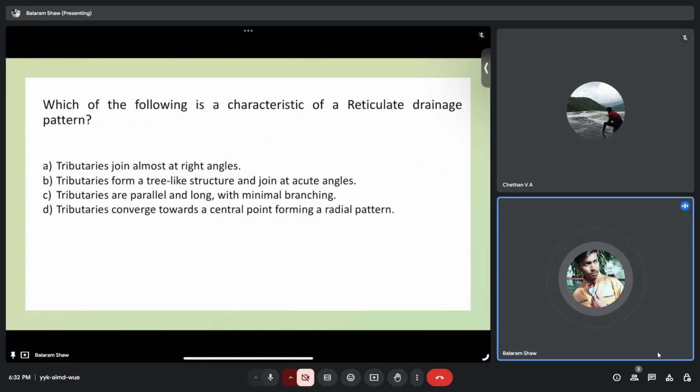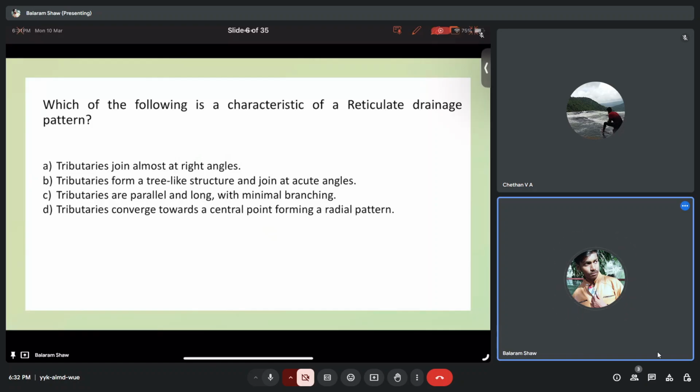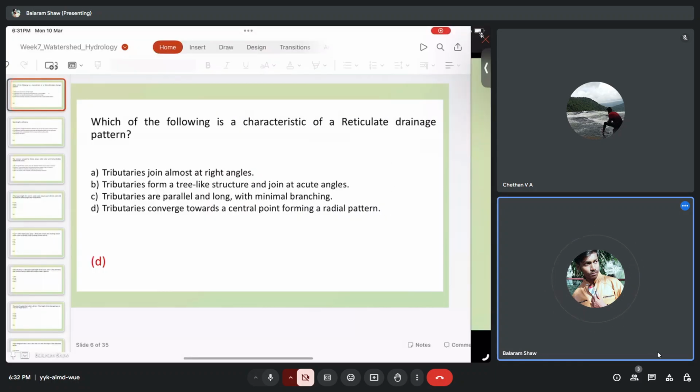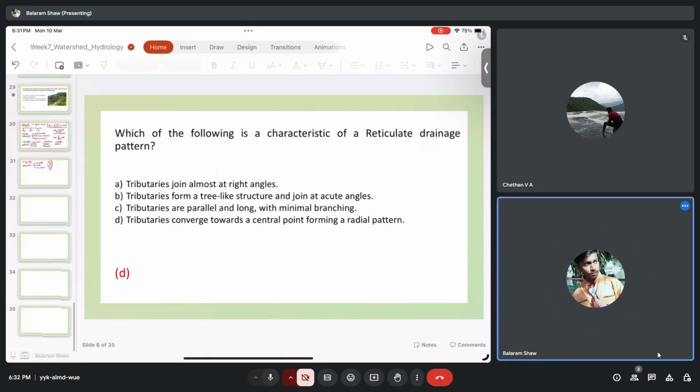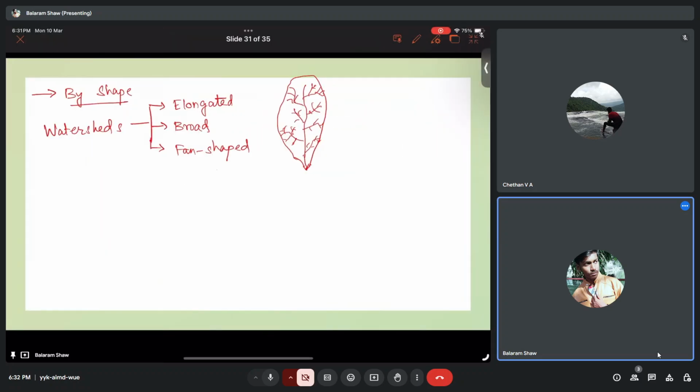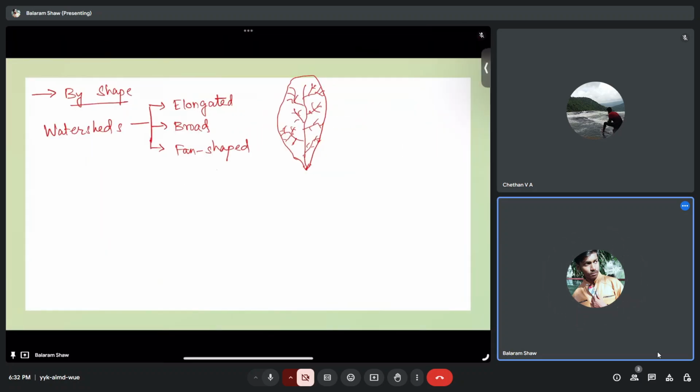Next question is, which of the following is a characteristic of a reticulate drainage pattern? Before this, we'll explain in detail. See, this is the elongated watershed, right? Like that we have seen the fan shaped watershed also. In this, you can see the whole red colored thing inside. It's called the drainage network or channel network.